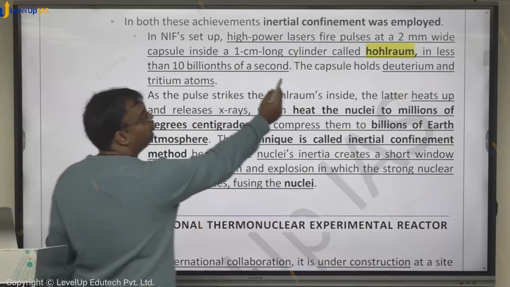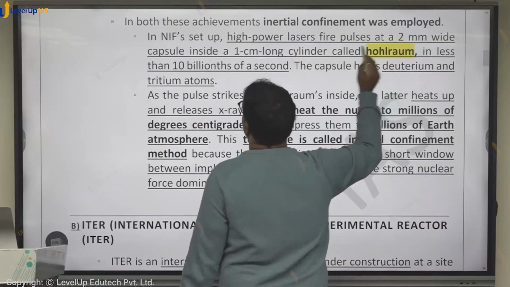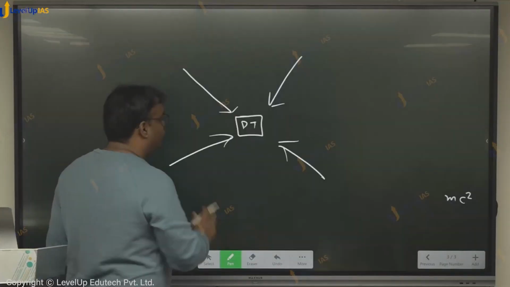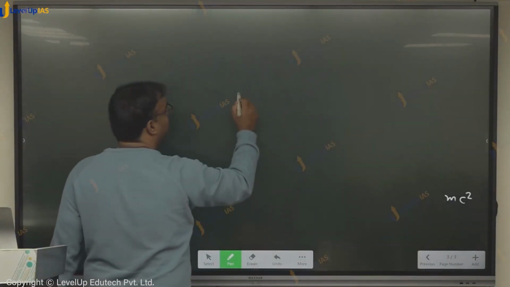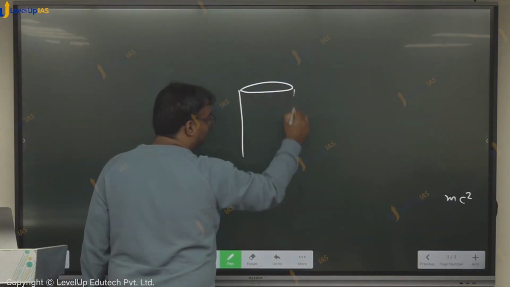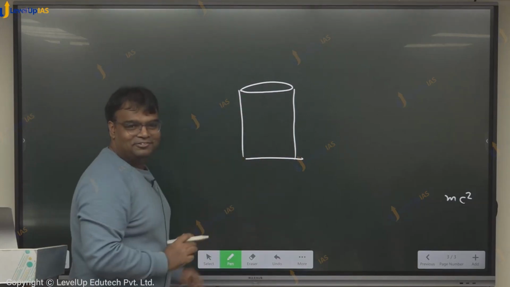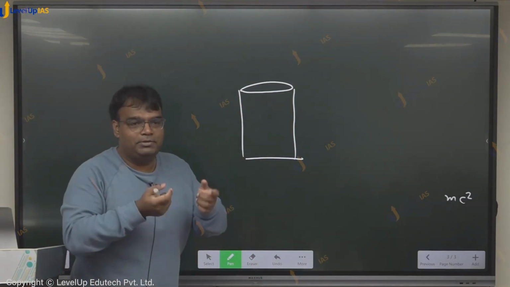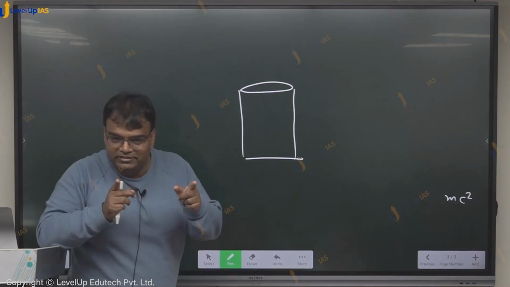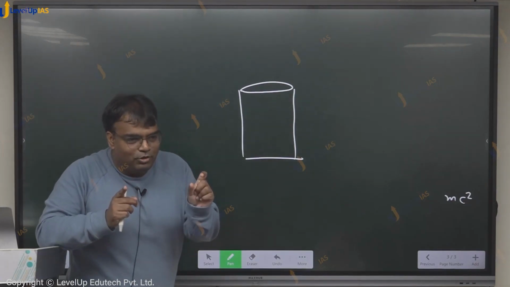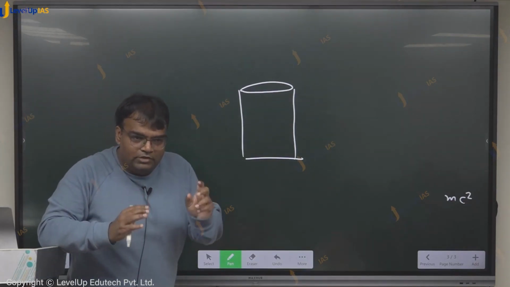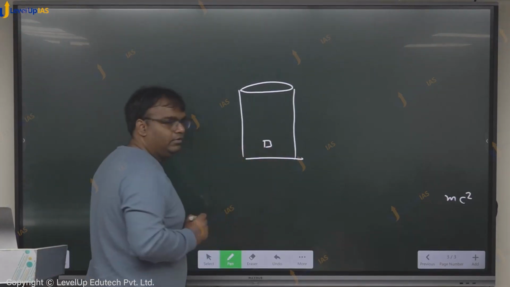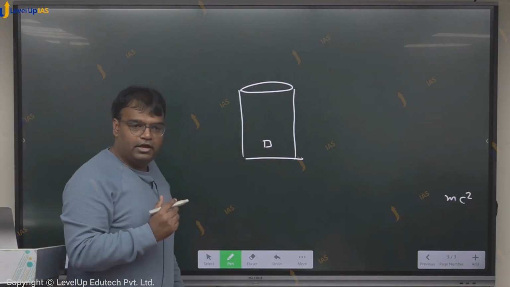Inside it, what do we have? We have a 2 millimeter wide capsule in which D and T are kept. Now this is not 1 centimeter, I have drawn it as 20 centimeter. 1 centimeter is very small. Our normal scale from the pencil box is 15 centimeter. By that you can understand how small a 1 centimeter cylinder will be. And within it, they have a 2 mm capsule where D and T have been kept.